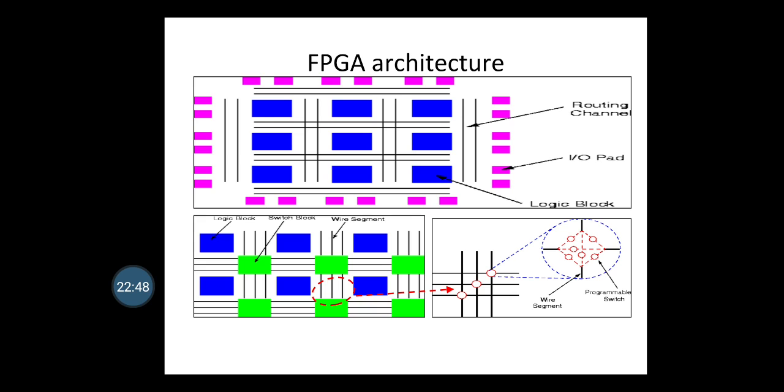Here you can see the logic blocks in blue color and the input output pads in pink color, and the lines, row wise and column wise, which you can see are nothing but the routing channels. And these routing channels have programmable switches for the connection of the blocks.